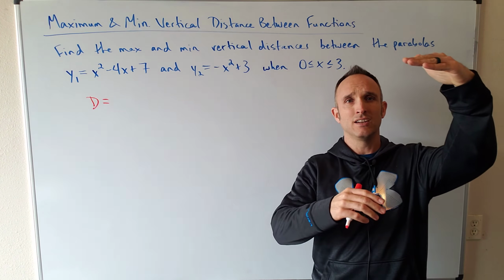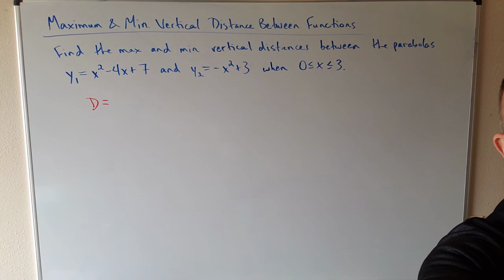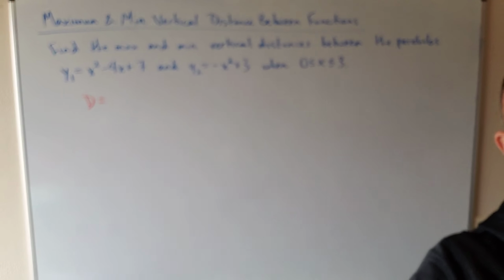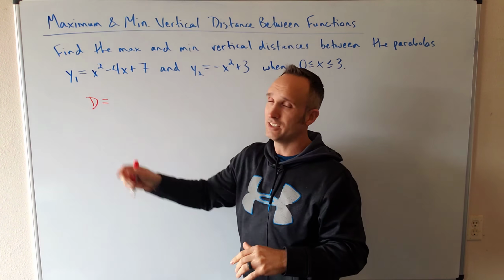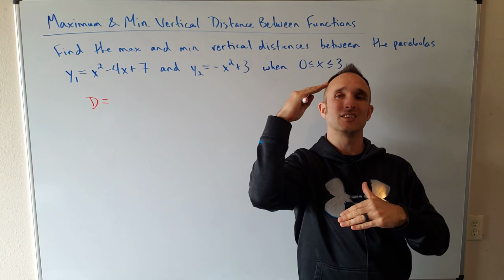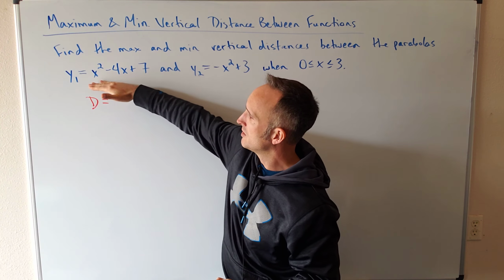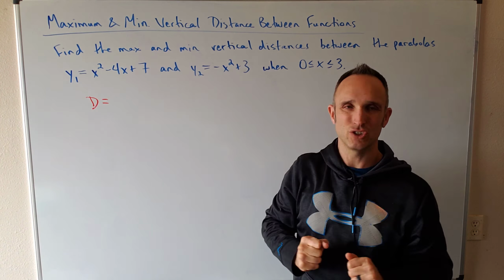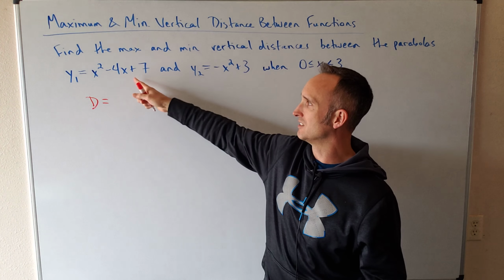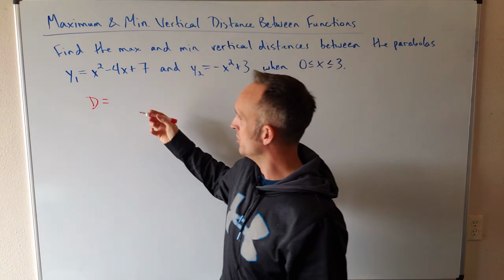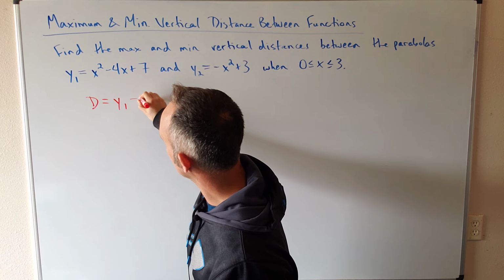If you want to calculate the vertical distance between two functions, you take the top y value minus the bottom y value. And as I said before, this first function is higher than the second function in a way because it opens up and the other one opens down. So eventually this guy is going to be higher than that guy. So for my distance function, I'm going to take y sub 1 minus y sub 2.